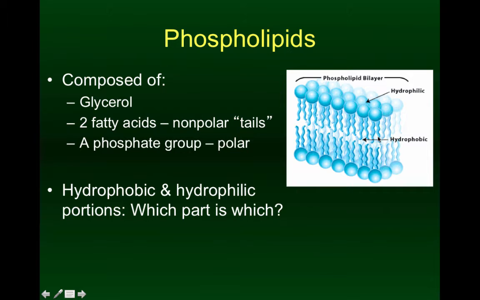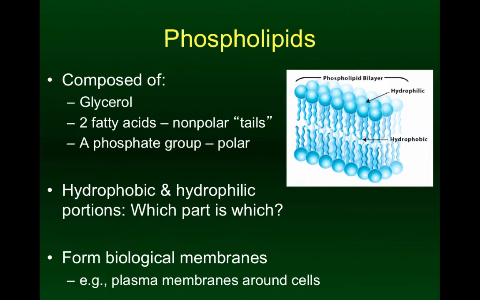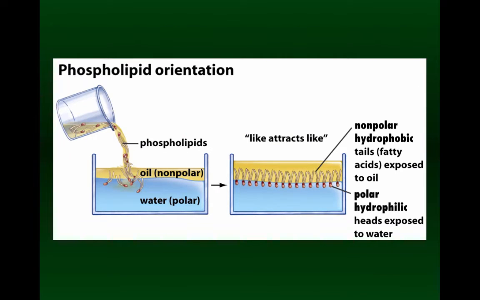tails. Okay? And so when you put these in water, they're going to arrange themselves spontaneously into a bilayer, which effectively is what a plasma membrane or any other cell membrane is about, being a phospholipid bilayer. So we see those very commonly, and they're very important in terms of compartmentalizing cells into parts of cells that do different jobs.